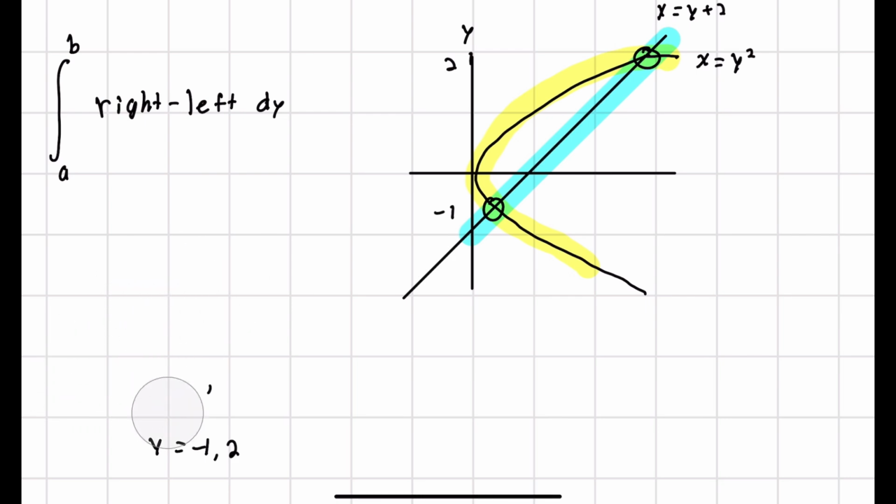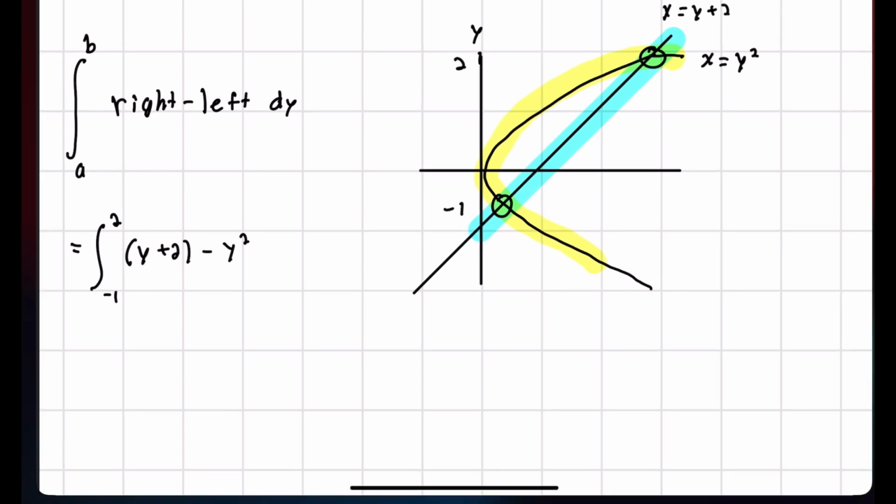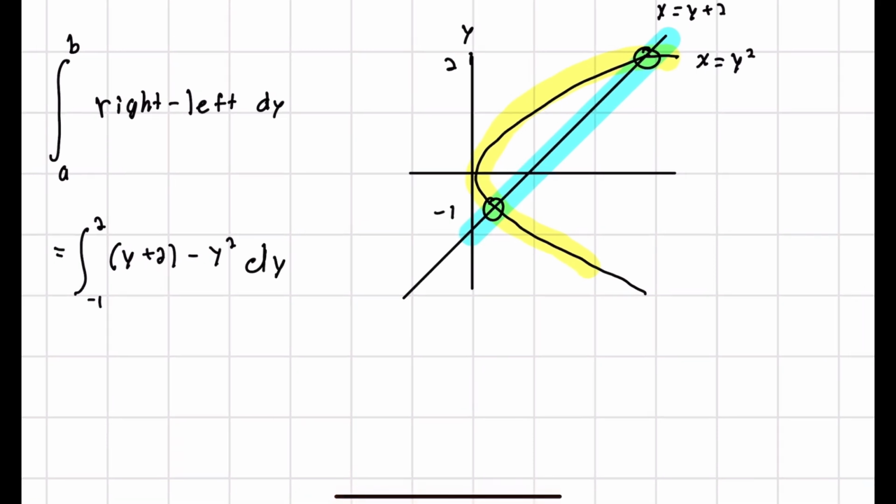So let's plug everything else into the integral. So we have the integral of minus 1 to 2, and our right function would be y plus 2 minus our left function, and our left function will be y squared, and we integrate this in respect to dy.